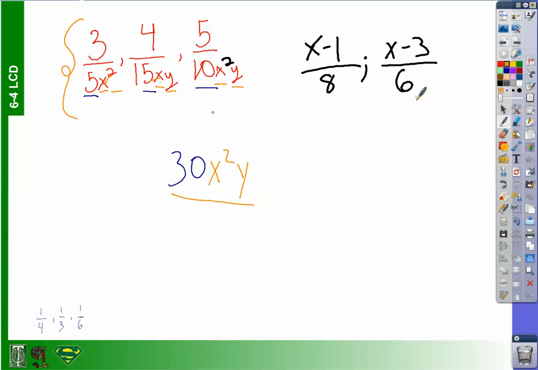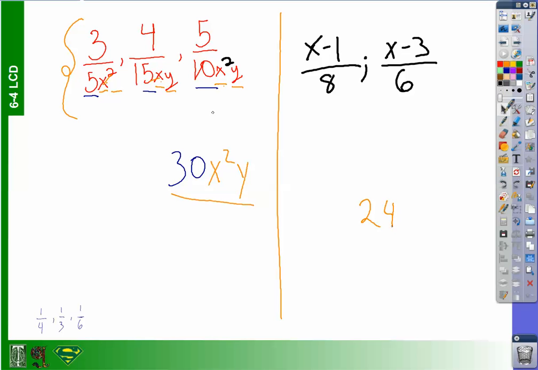So let's take a look at a problem. Now this is more similar to what you've seen before when finding least common denominators. We don't have any variables, we just have numbers. So we have 8 and 6. What numbers do 8 and 6 both go into? 24. So our least common denominator here will just be 24.